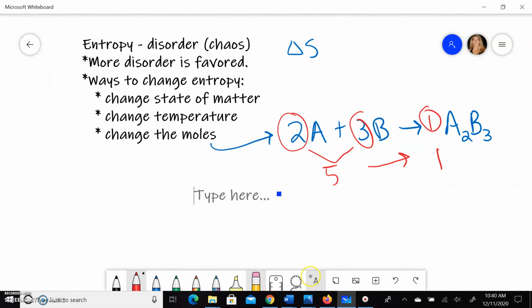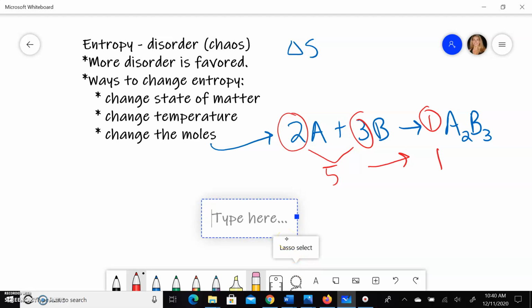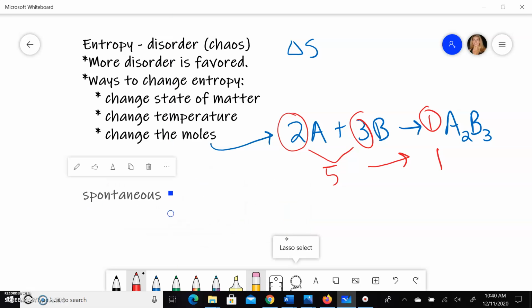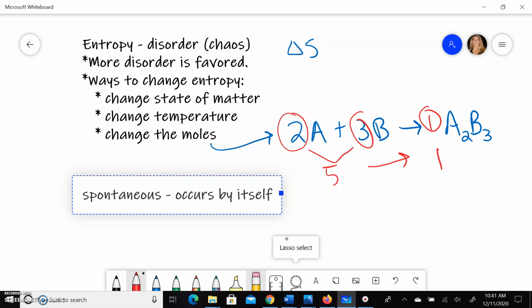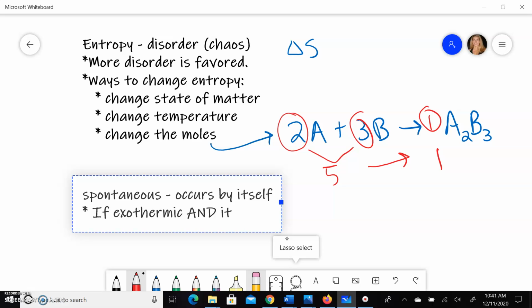And the last thing for this lesson is whether or not a reaction is spontaneous. So a spontaneous reaction means it occurs by itself. And this is going to happen, it will always happen when you have both conditions that are favored by nature. So if it's exothermic and it creates more disorder, the reaction will always be spontaneous.